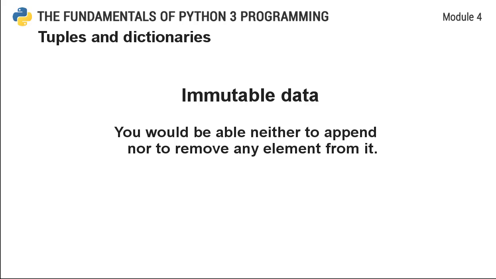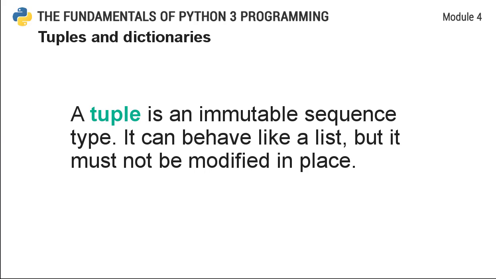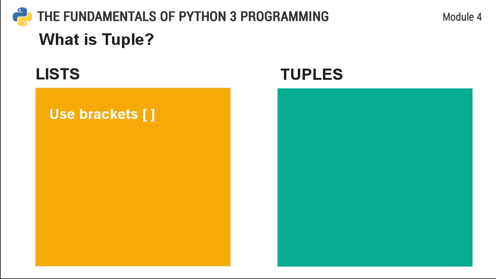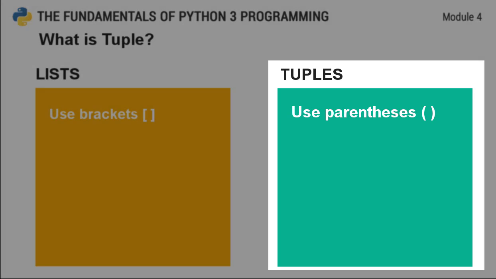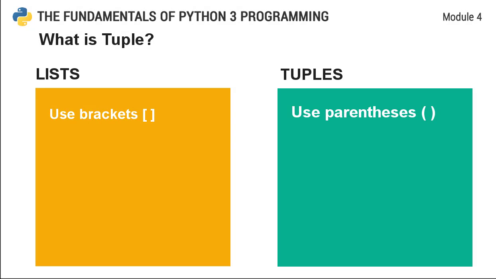The data type I want to tell you about now is a tuple. A tuple is an immutable sequence type. It can behave like a list, but it must not be modified in place. So what is a tuple? The main difference between lists and tuples is the syntax used to create them. Tuples prefer to use parentheses, whereas lists like to see brackets. Although it's also possible to create a tuple just from a set of values separated by commas.